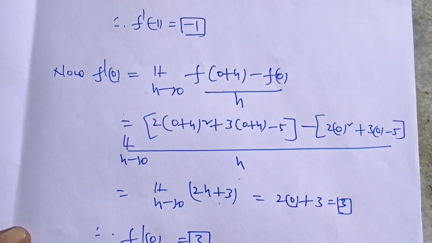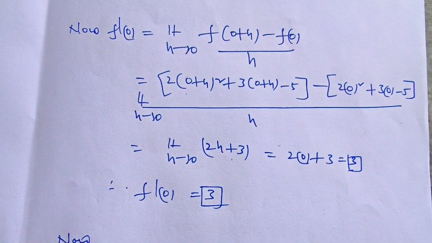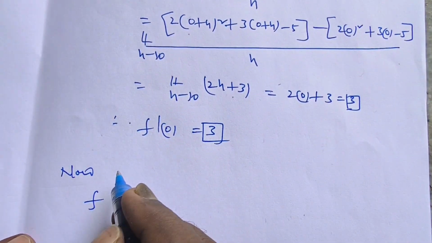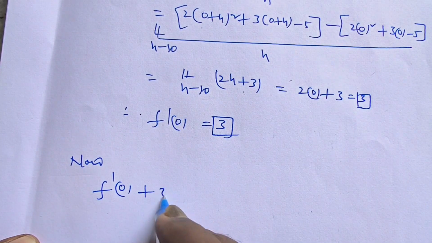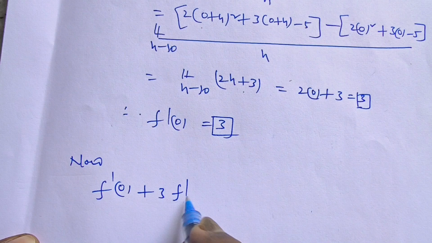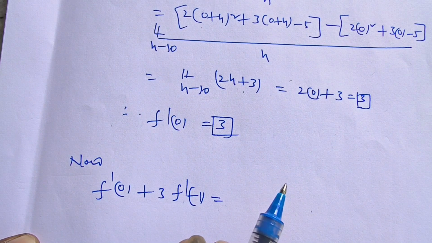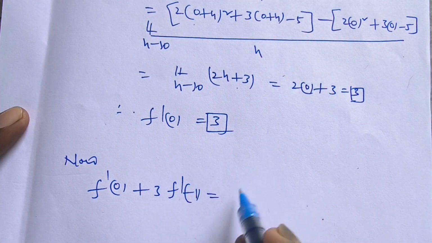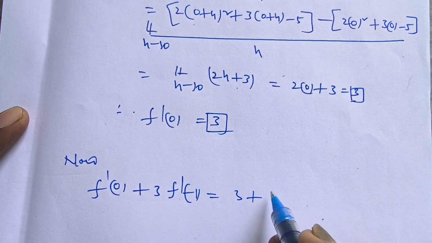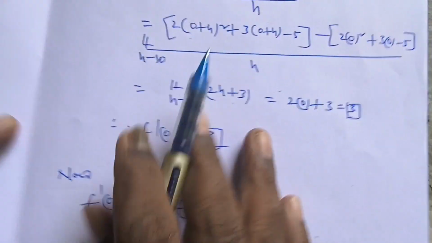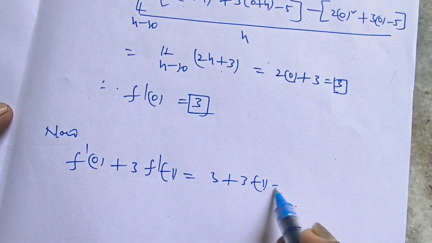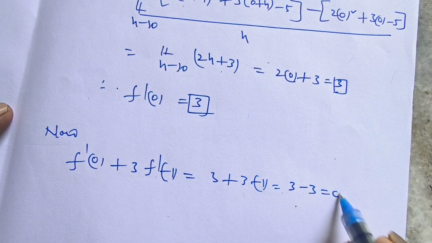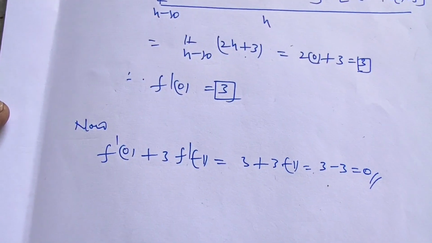So f dash of 0 is equal to 3. Now we want to prove this. We need to prove here f dash of 0 plus 3 into f dash of minus 1. Yes, f dash of 0, what is f dash of 0 here? That is 3, plus 3 into f dash of minus 1, whose value is minus 1. So plus 3 minus 3 is 0. That is our proof.